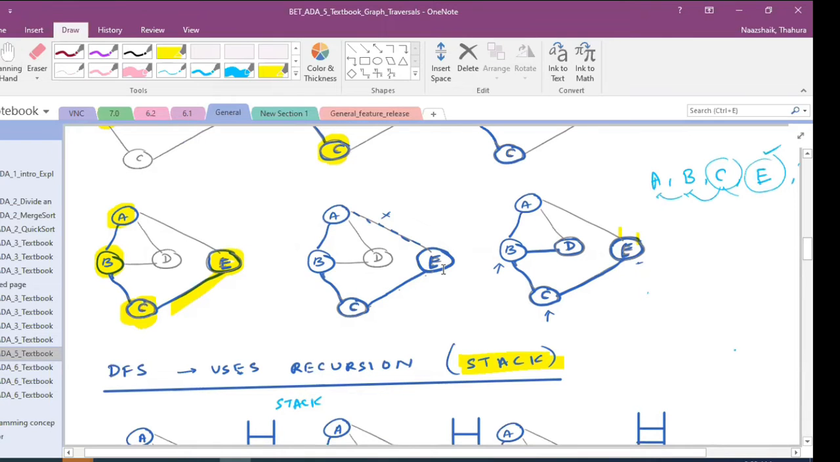So here, if you see, we go up till E, then we backtrack to C, we backtrack to B and see that there's another alternate route to D. So that is your order. So your order of depth first will be A, B, C, E, and then D.